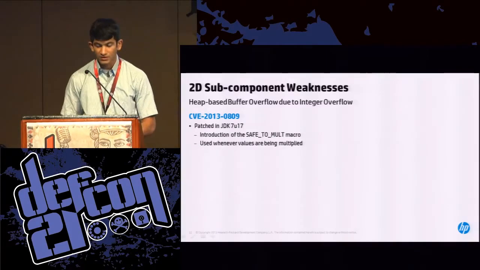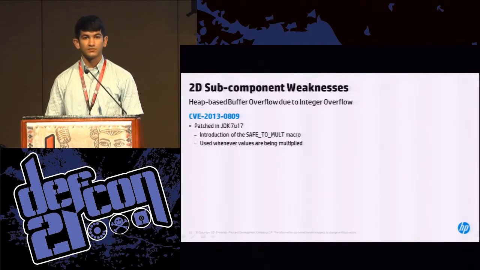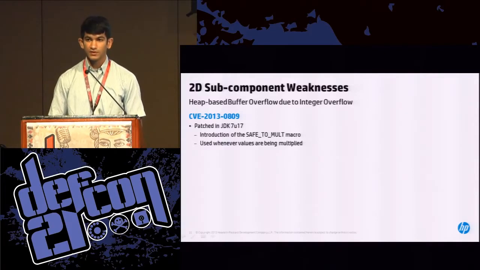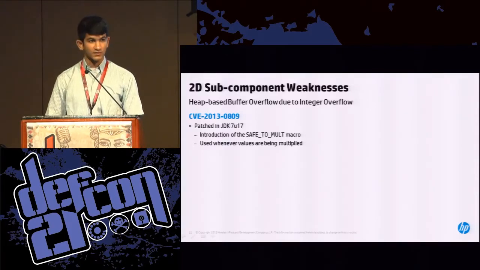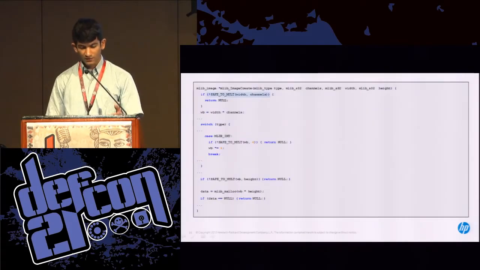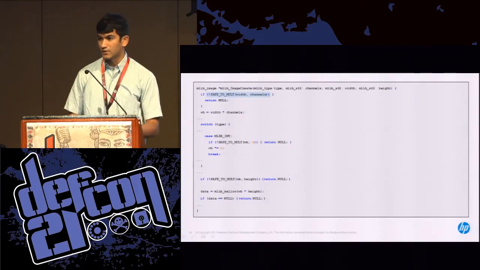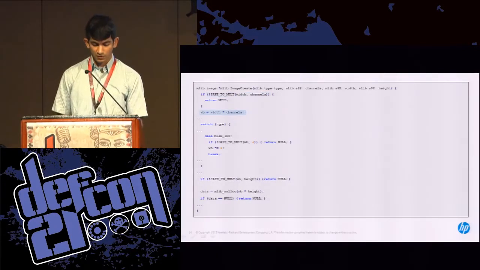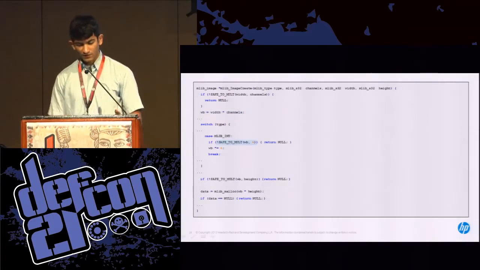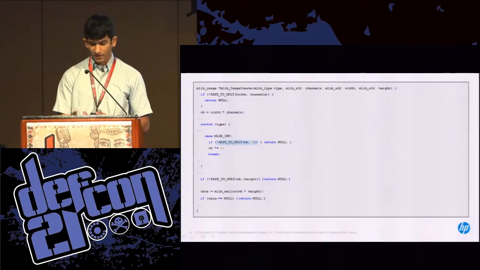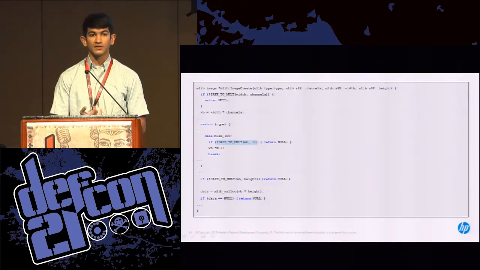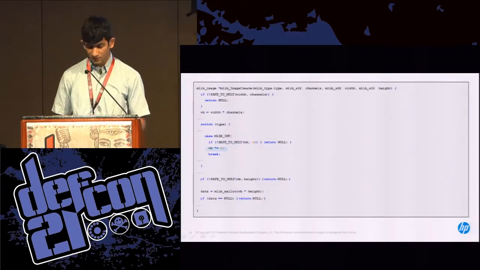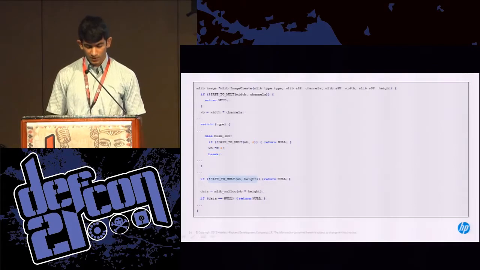All right, this was patched in JDK 7 update 17 through the use of the SAFE_TO_MULT macro, and they added the use of this macro every time they did any sort of multiplication. So here we can see that they're making use of the SAFE_TO_MULT macro, and if it fails, they'll return null. Otherwise, they'll actually do the multiplication on width and channels. Here we can see that we're making use of the macro yet again and checking it against wb and 4, and only if it succeeds will we multiply wb by 4. Same goes for wb and height before passing it to malloc.